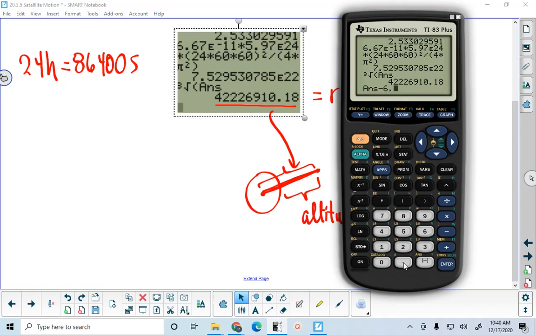So if we subtract 6.37 multiplied by 10 to the 6, this is the altitude above the surface of the Earth. So it works out to approximately 3.6 times 10 to the 7 meters. There's more that I wanted to talk about today with regards to these geostationary satellites, but we will get to that tomorrow maybe.